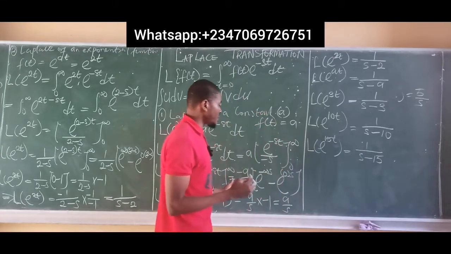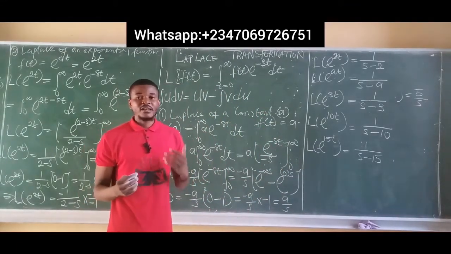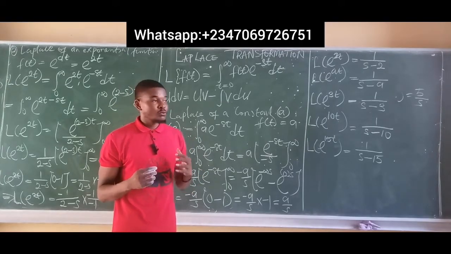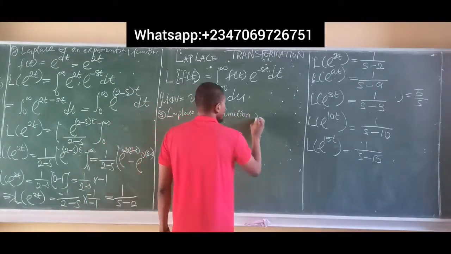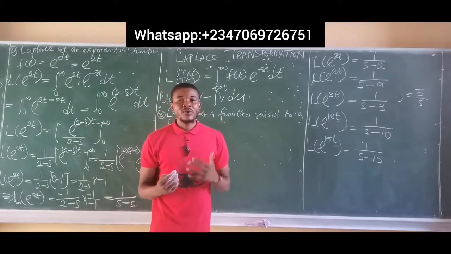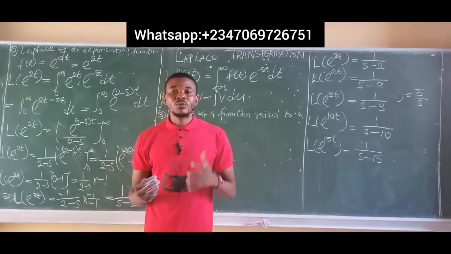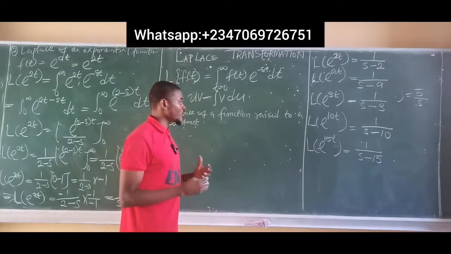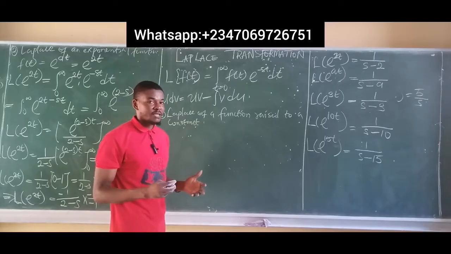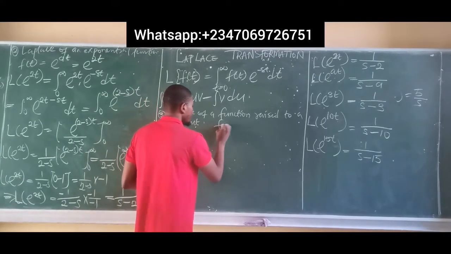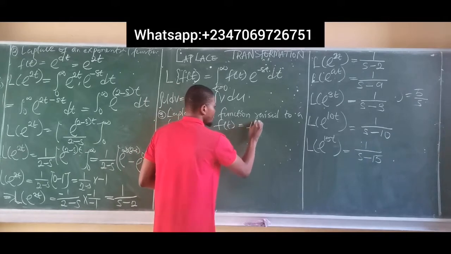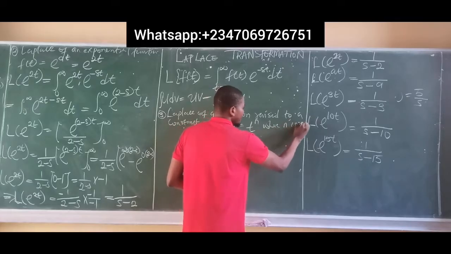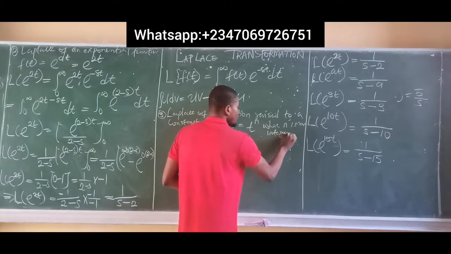And in the case of a constant value, the Laplace of 1 is simply 1 all over s, and the Laplace of 10 is simply 10 all over s, and so on. So the final table of Laplace transformation values which we are going to be doing in this video is the Laplace of a function raised to a constant. If we have a function raised to a constant, how do we find the Laplace transformation? For instance, let's say we're given the function f of t equal to t to the power of n, where n is an integer.